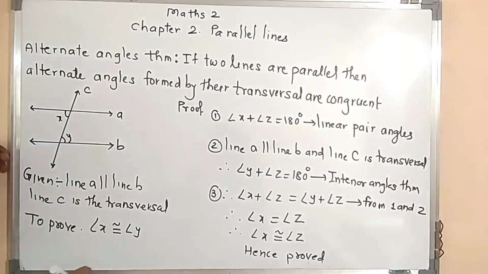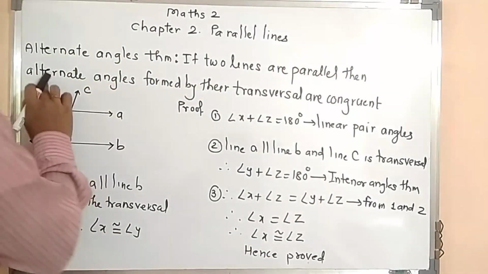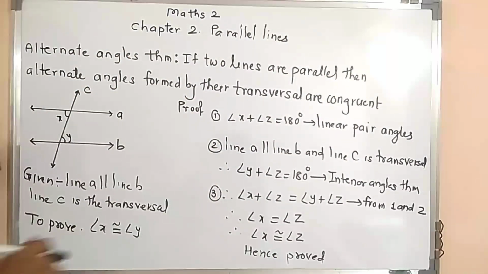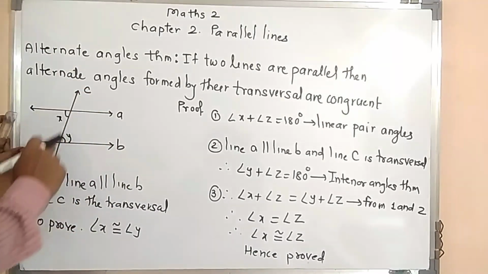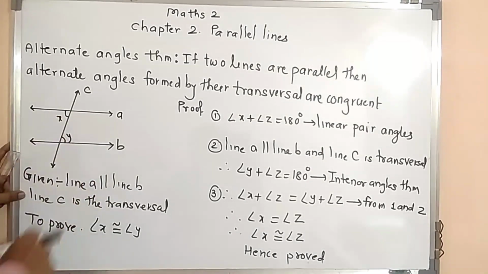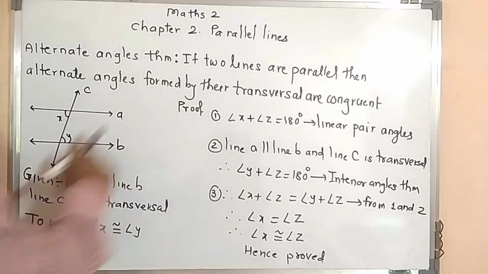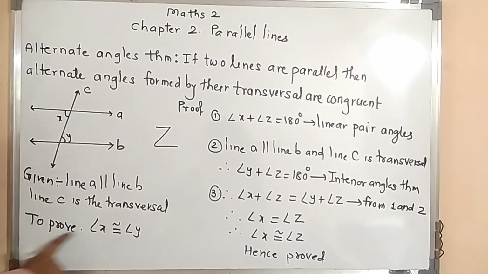Alternate angles theorem. If two lines are parallel, then alternate angles formed by their transversal are congruent. Here I have given line A is parallel to line B and line C is the transversal. So the given part is line A parallel to line B, line C is the transversal. This is angle X, this one is angle Y. They form a Z shape. It means they are alternate angles. What do I have to prove? Alternate angles are congruent. It means I have to prove angle X is congruent to angle Y.